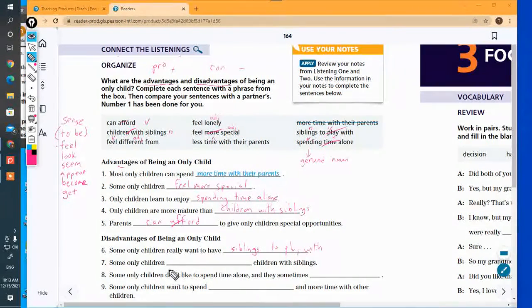Some only children feel different from children with siblings. Okay, the from tells us that we're completing a comparison. So we need the other side of the comparison. And here we have children, and here we have the other side of the comparison. Feel different from. That makes it easy for me to answer this one.